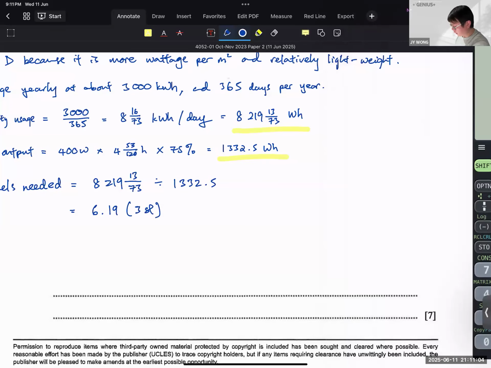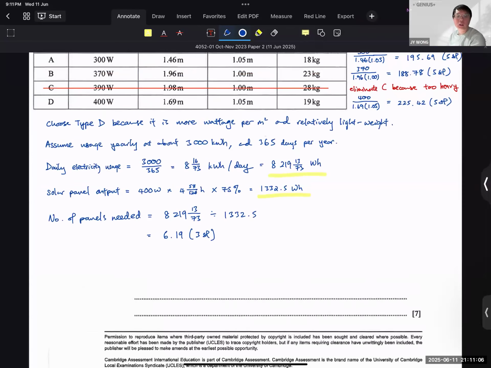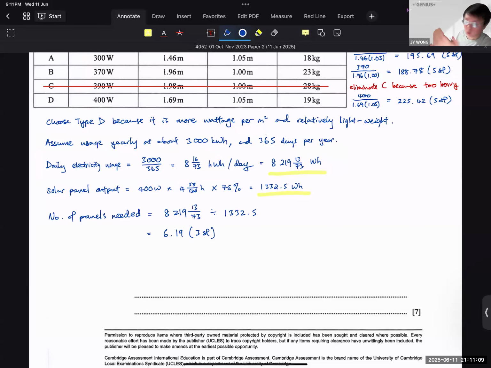Now, the question that you need to ask yourself, right? So I need 6.19 panels. Can I use 6.19 panels? Obviously not, right? Therefore, Chen will need how many panels? Obviously, you don't round down in this case. Round down is the same problem. You round down, then your electricity use too much, then your house blackout. Why? Because you dumb. You round down instead of rounding up. This is why you learn math, so that you don't make this kind of mistake. So Chen needs 7 panels.